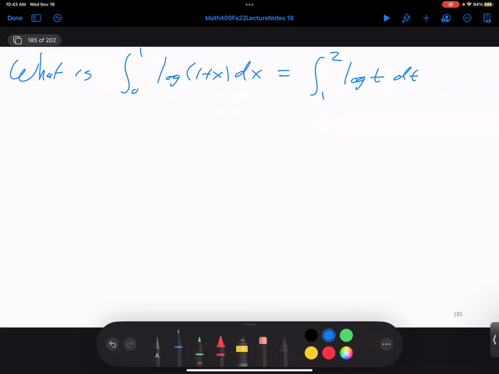One method to solve this is the method of divine inspiration. Just write down what the answer is. Does anybody have any guess? If you know the answer, don't speak. What do you think might be a good start for a function that might have derivative log of t? It's not going to be right, but maybe we can correct it.